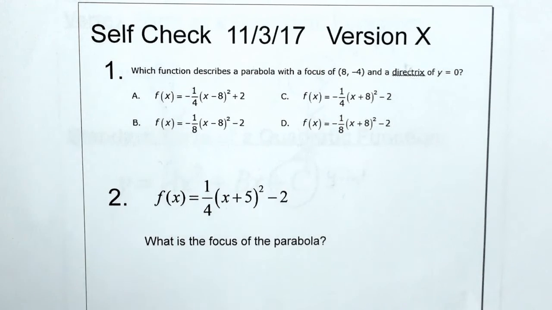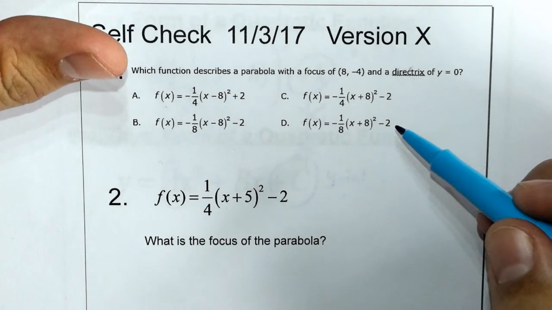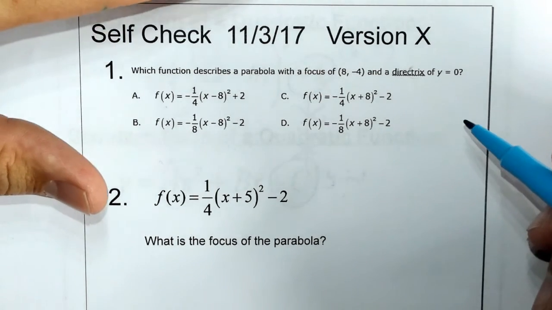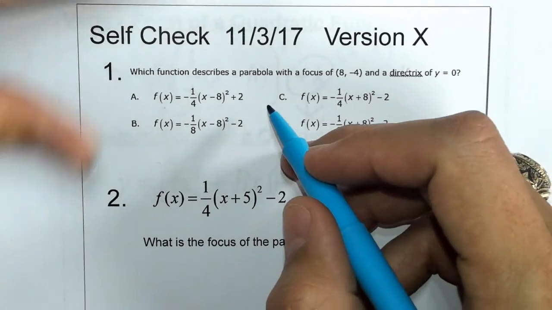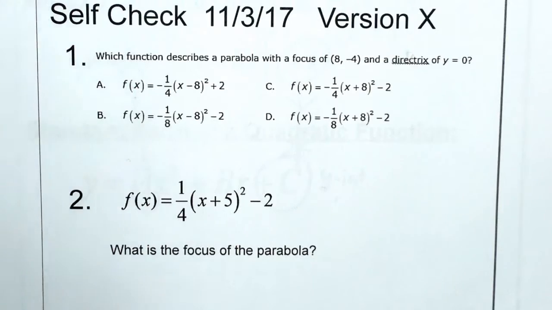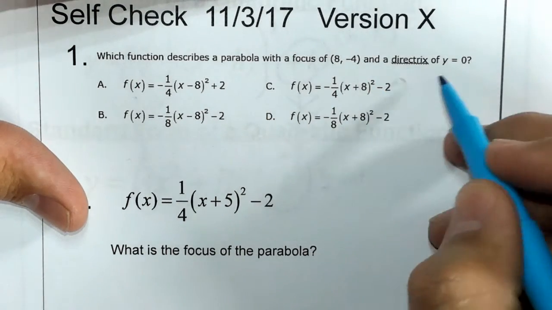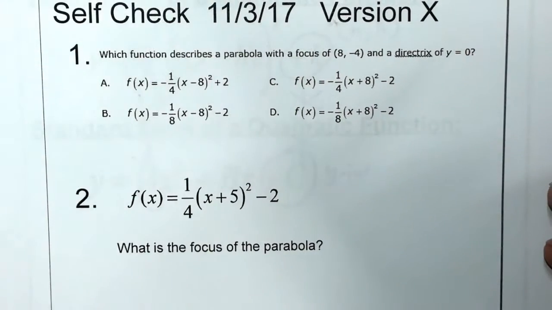Alright, we're going to go over the warm-up. It's a review of other quadratic topics we've talked about up until this point. First question here, we are asked to find the equation of a parabola with a focus of (8, -4) and a directrix of y equals 0.